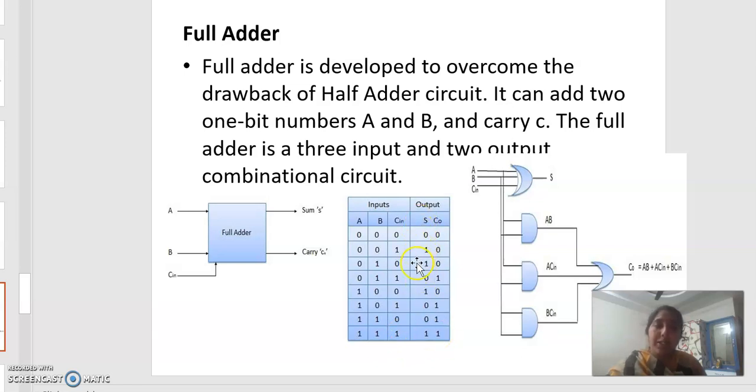So the expression for the sum is A XOR B XOR C, and the carry can be determined as the sum of products: carry is equal to AB plus AC plus BC.